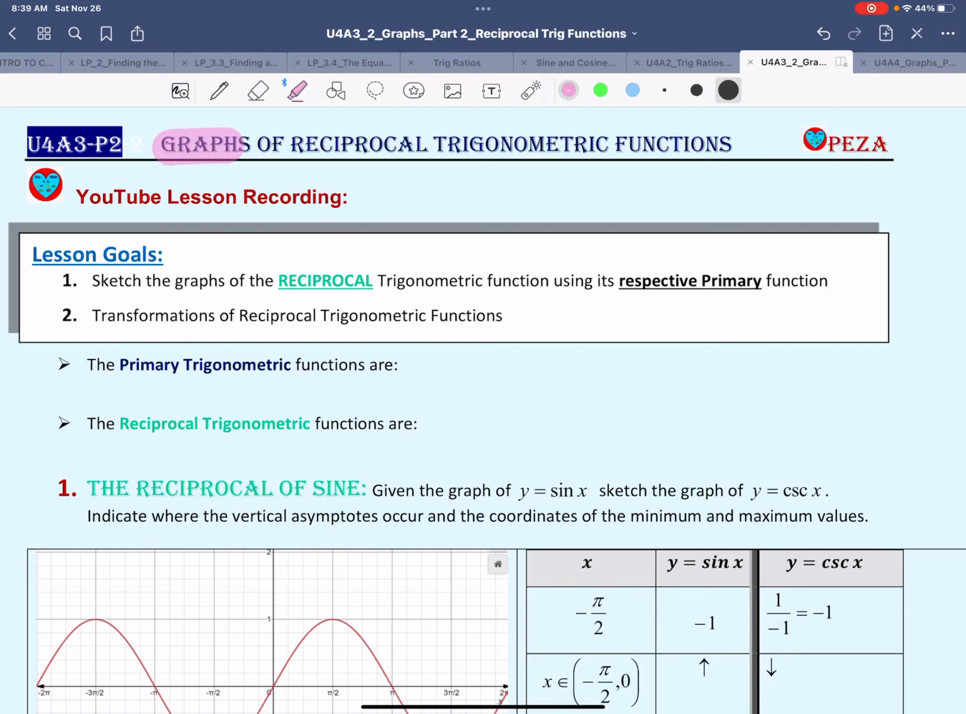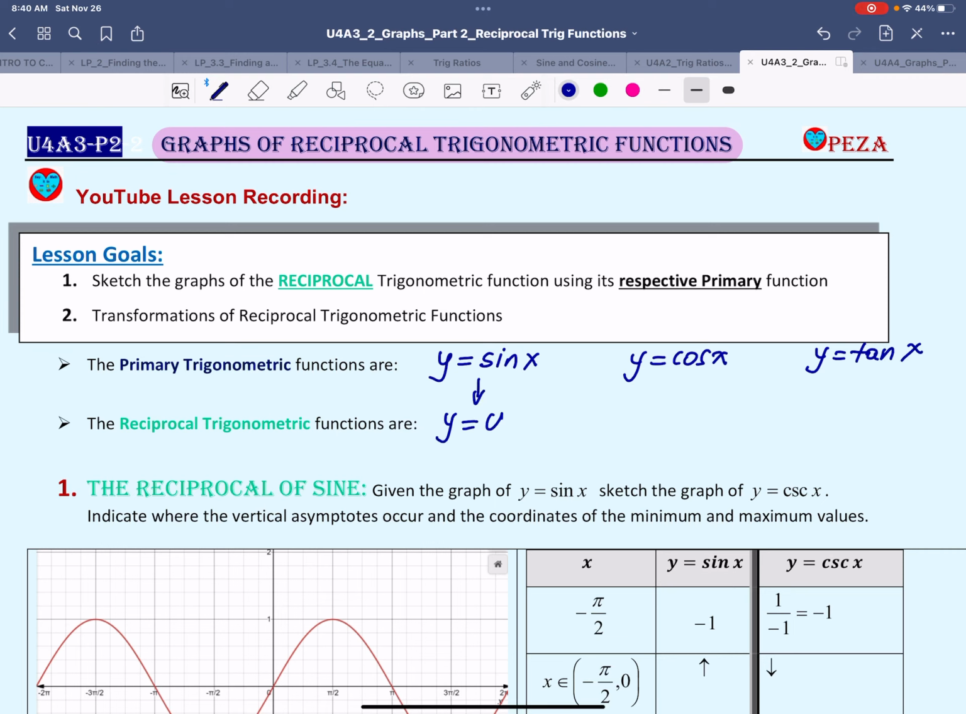In this lesson, we'll explore the graphs of reciprocal trig functions. Recall that the primary trig functions are y equals sine x, y equals cosine x, and y equals tan x. Their respective reciprocal functions are y equals cosecant x, that's a reciprocal of sine, y equals secant x, which is a reciprocal of cosine, and the reciprocal of tan, which is y equals cotangent x.